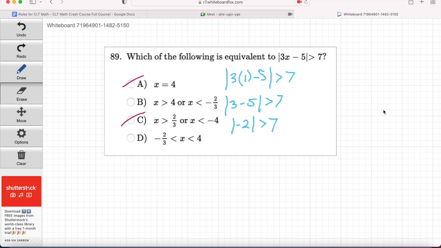What about answer choice D? Do we even need to plug in to answer choice D here?